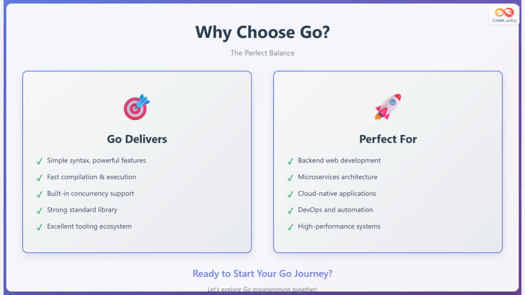So why should you choose Go? Go delivers a perfect balance with a simple syntax and powerful features. It provides fast compilation and execution, built-in concurrency support, a strong standard library, and an excellent tooling ecosystem. All of these features make it perfect for back-end web development, microservices architecture, cloud-native applications, DevOps and automation, and high-performance systems. Are you ready to start your Go journey? Let's explore Go programming together.